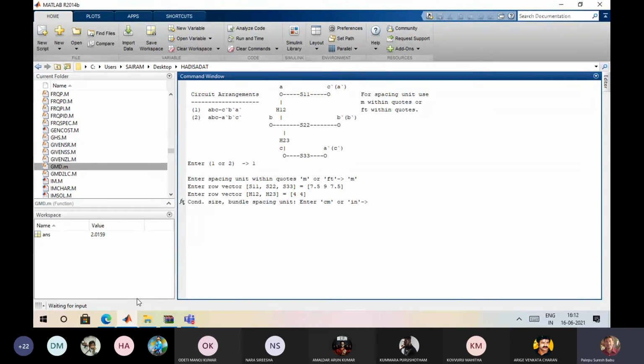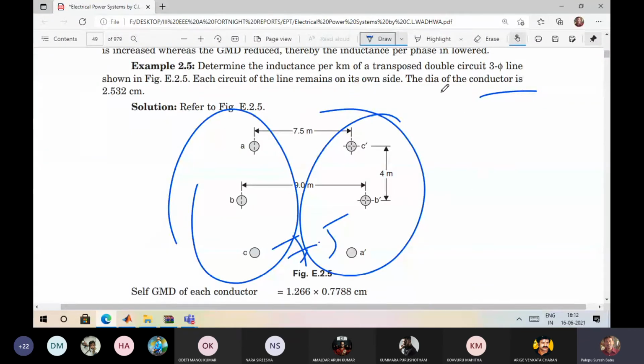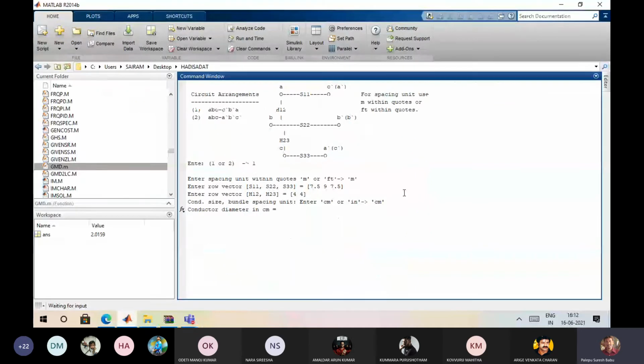Next we have to enter the conductor size and bundling effect, once again in centimeters. Here the conductor diameter in centimeters, you can clearly see in the problem, is 2.532 centimeter. Once again, you can see that per phase only one conductor is present, so there is no bundling effect. So the conductor diameter is 2.532 centimeter.